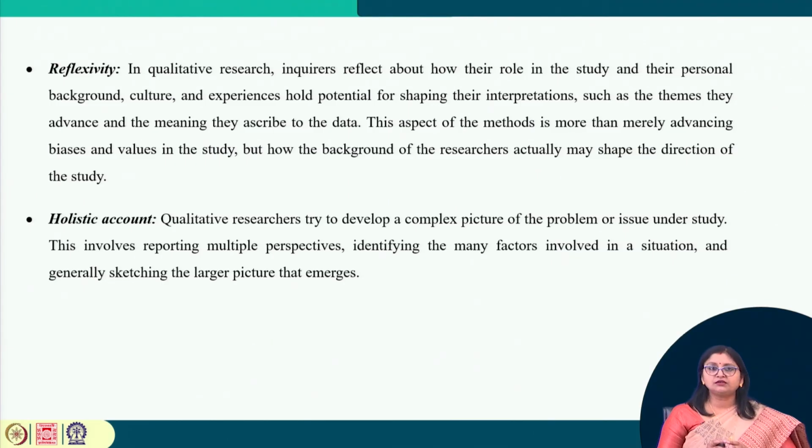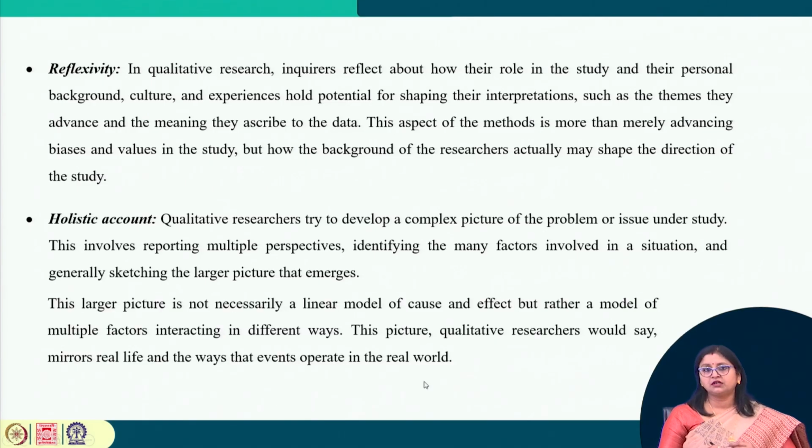The holistic account: qualitative researchers try to develop a complex picture of the problem or issue under study. This involves reporting multiple perspectives, identifying the many factors involved in the situation and generally sketching the larger picture that emerges. This larger picture is not necessarily a linear model of cause and effect, but rather a model of multiple factors interacting in different ways. Qualitative researchers would say this picture mirrors real life and the way things operate in the real situation.